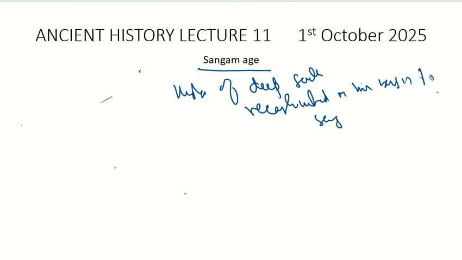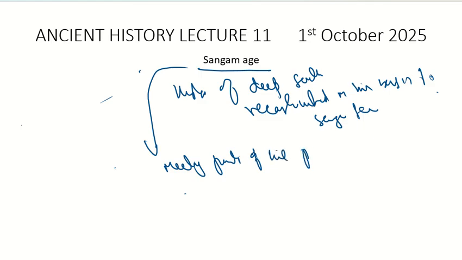What does the word Sangam mean? It means the confluence, the meeting point. In simpler terms, it is the meeting point of the poets, writers, or historians. Usually there are three Sangam ages which we should know; we will discuss that later. It is a meeting point of poets and writers, where they wrote down and constructed the history of that period.